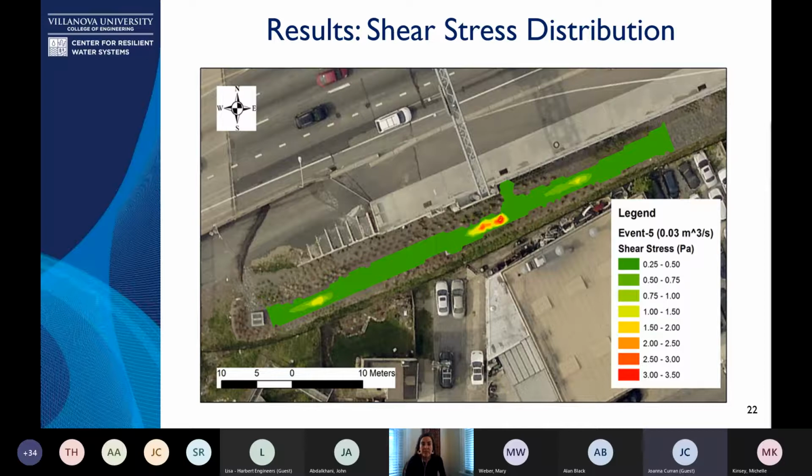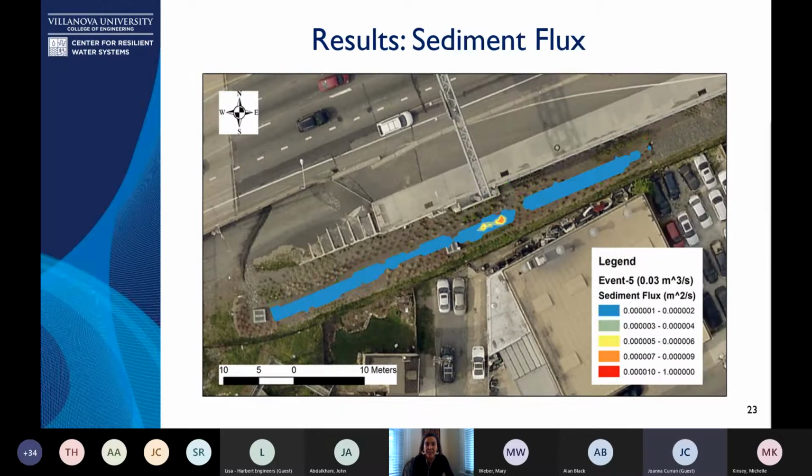So we applied this and we were able to get results where we could see the shear stress distribution in the surface of the GSI itself. And so you could see areas where you had higher shear stress and a greater predicted change, and therefore correlating to where we would expect there to be more sediment flux and where you might have less sediment flux or more deposition.